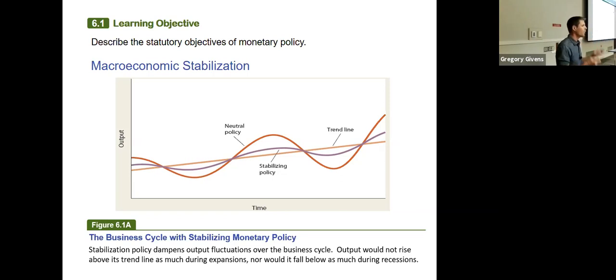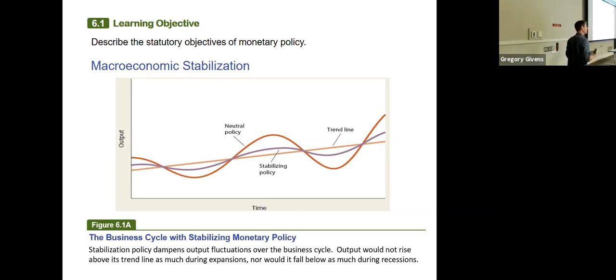Now, what would the Fed or a central bank ideally like to do over the course of the business cycle? They want to keep actual output as close to the trend line as possible, right? It's not going to be possible to perfectly stabilize the economy against these shocks that cause output to be above or below trend over time.